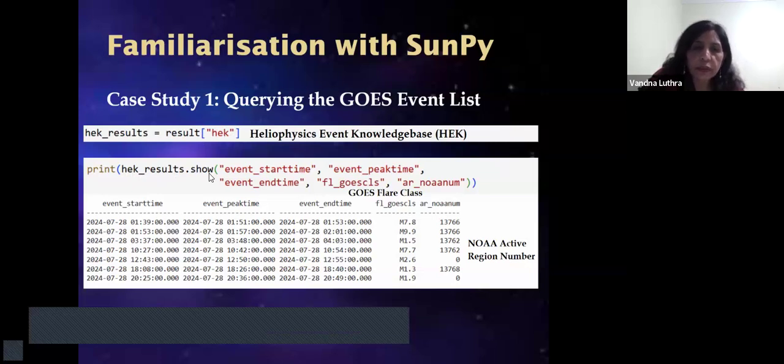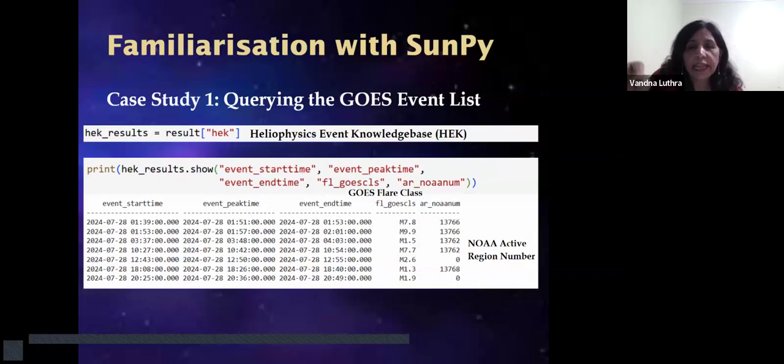And what do we want? We want the event start time. When did a flare greater than M1.0 occur? Event peak time. When was the peak time of that event? Event end time. When did it end? And fl_goescls. What was the class of that particular flare according to the GOES category that is there, followed by the noaa_ar, the NOAA number. So that is the active region number which is released by NOAA, that is responsible for the occurrence of that particular event which we are talking about.